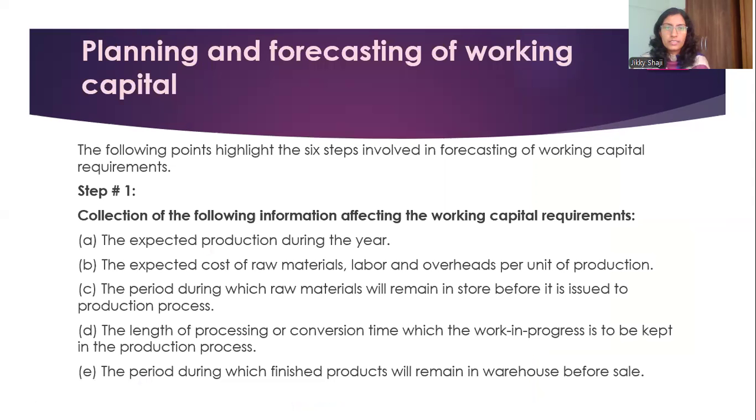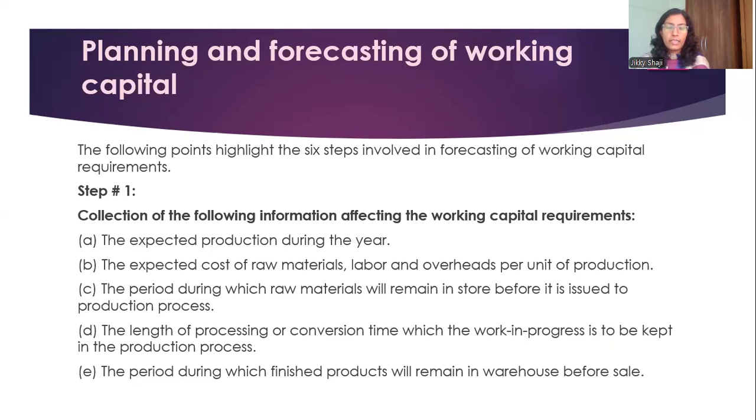So there are 6 steps involved in forecasting of working capital requirements. Each of these steps is being detailed and listed below. First one, the organization has to collect the following information that affect the working capital requirements. First one is, what is the expected production during the year?